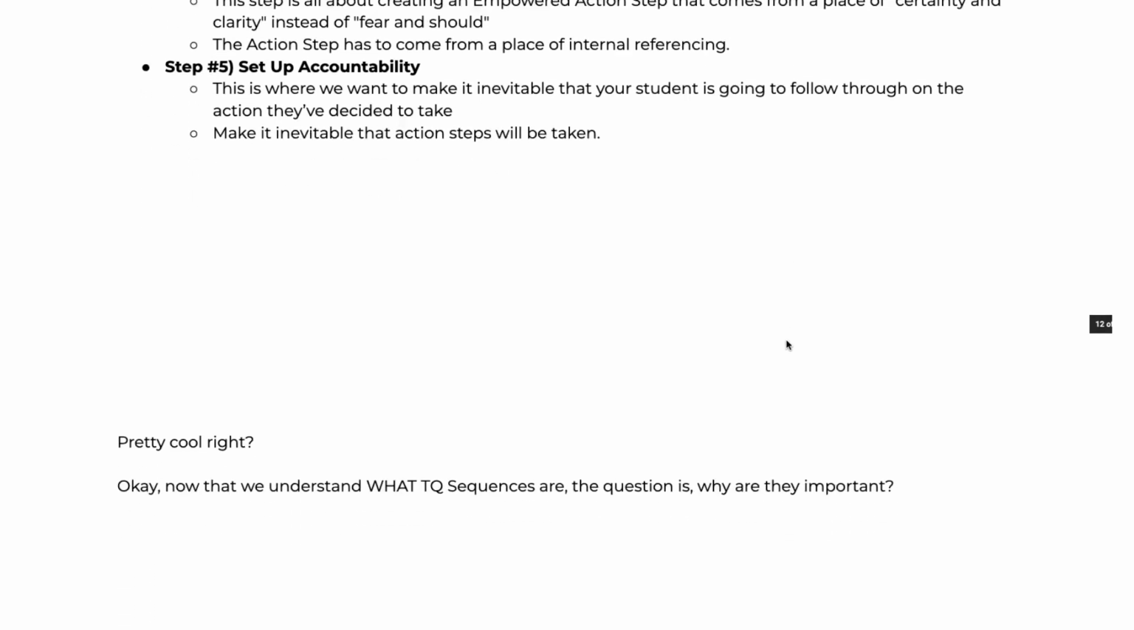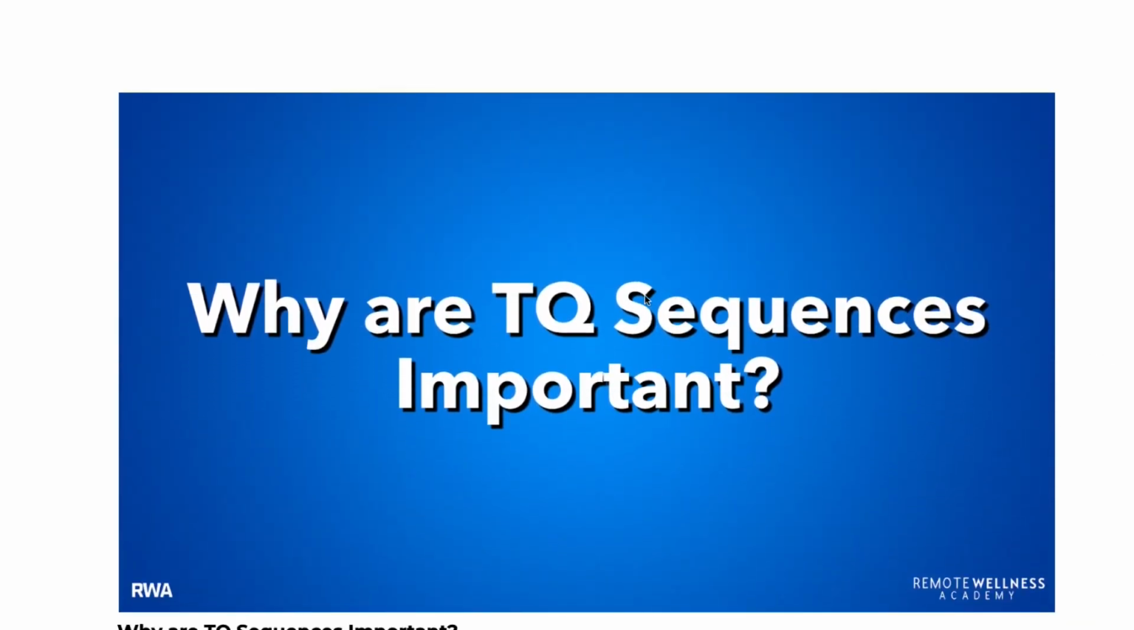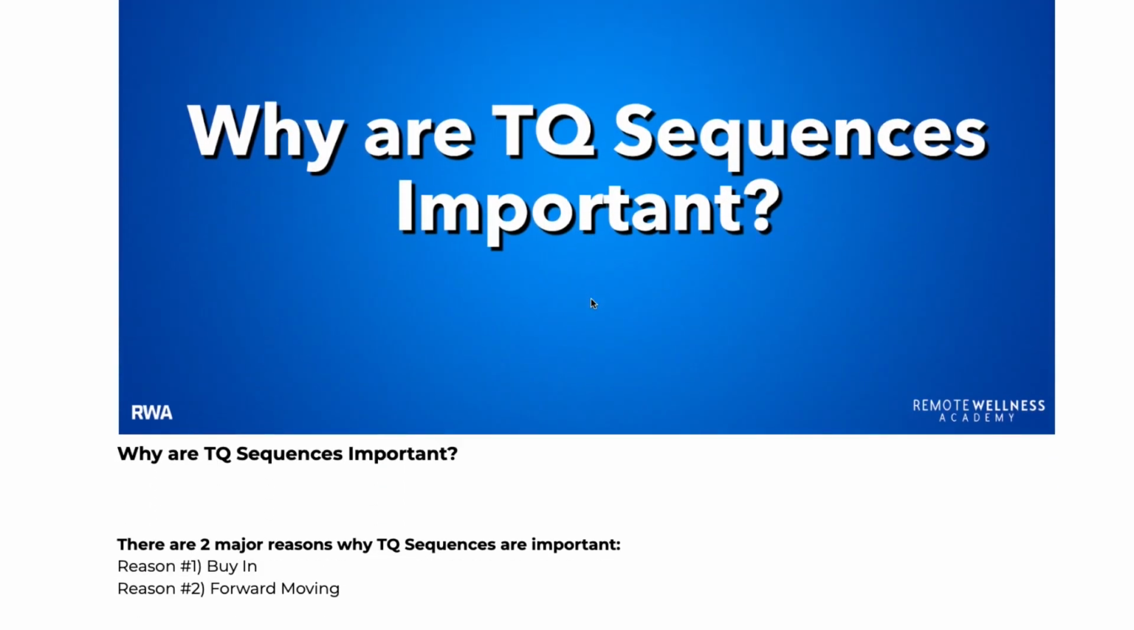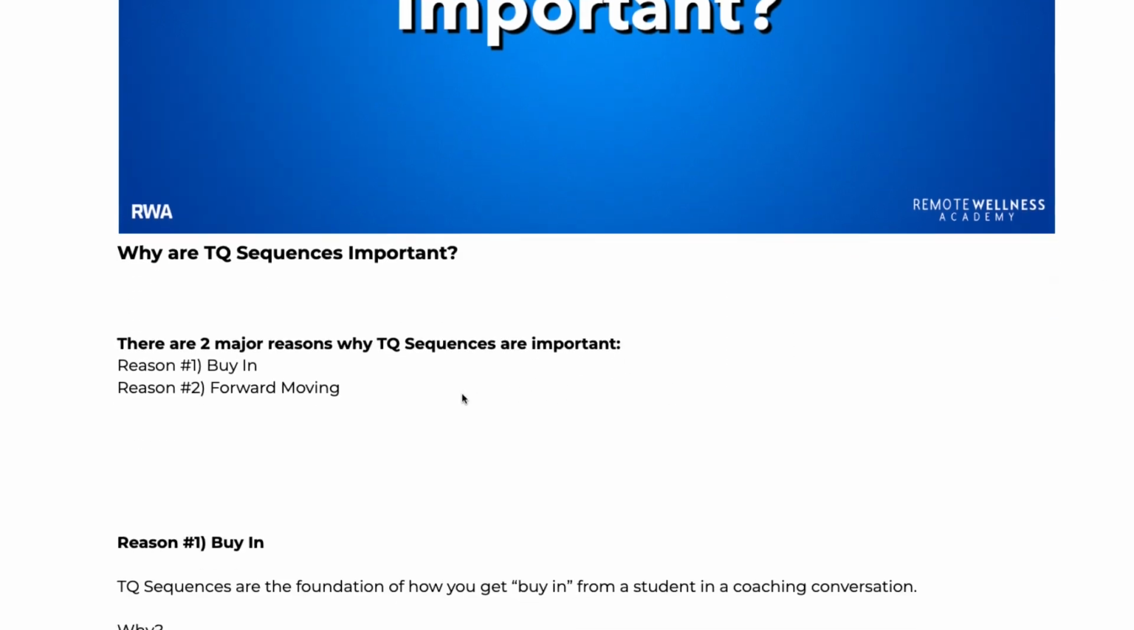Now what I want to talk to you about really briefly is, now that we know what transformational question sequences are, basically a structure, a skeleton of types of questions that we follow to make sure that the student is able to be successful, why are they important? That's what I want to talk to you about now. Why are TQ sequences important? Well, there are 2 major reasons. Number 1 is buy-in, and reason number 2 is forward moving. Let me briefly talk to you about both of those reasons right now.